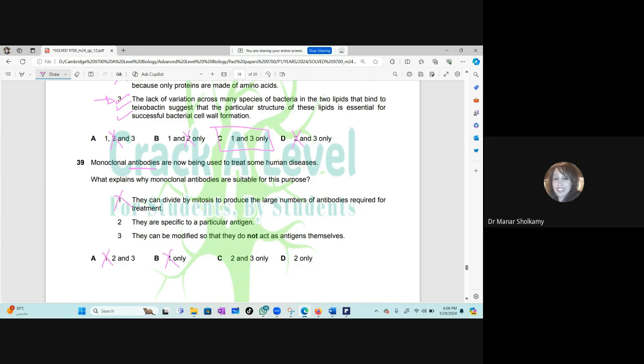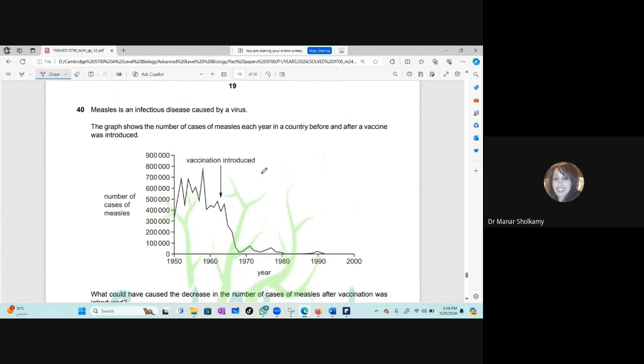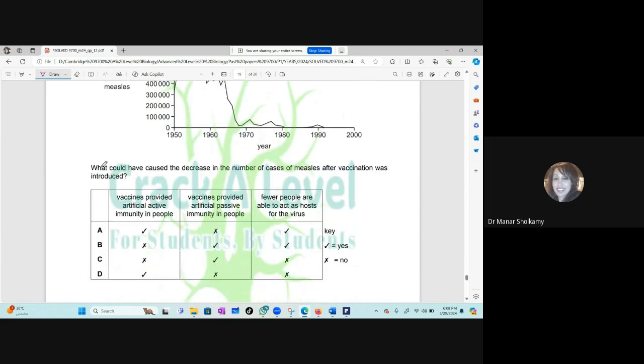So one is wrong. Two, they are specific to a particular antigen and they can be modified so that they do not act as antigens themselves. Yes, both are correct. They are humanized, if you remember. Good. The last question. Measles is an infectious disease caused by a virus. The graph shows the number of cases of measles each year in a country before and after a vaccine was introduced. So the vaccine is introduced here, and then obviously there is a decrease in the number of cases of measles. What could have caused the decrease in the number of cases of measles after vaccination was introduced?